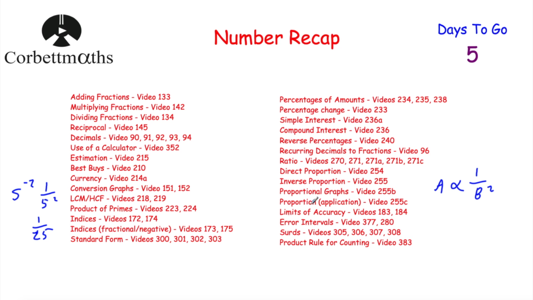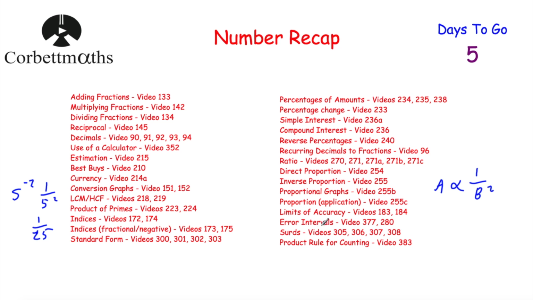In terms of applying proportion, make sure you're confident with those questions involving time and how to do a proportion in those situations. Limits of accuracy, make sure you know how to find the lower bound and the upper bound, and then perhaps use them in questions as well. Error intervals, make sure you can write error intervals for whenever you're rounding things, but also truncating things.